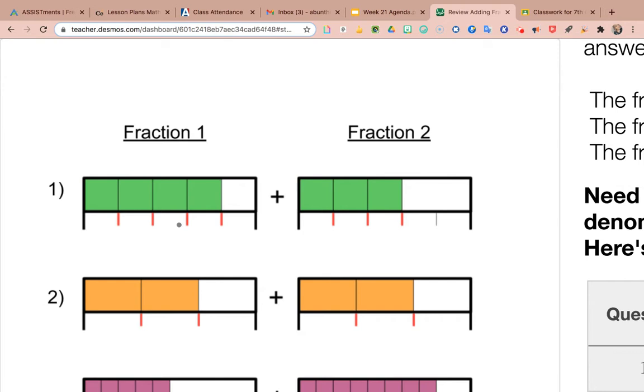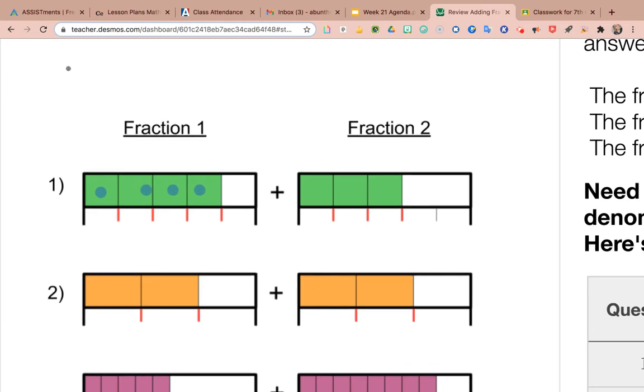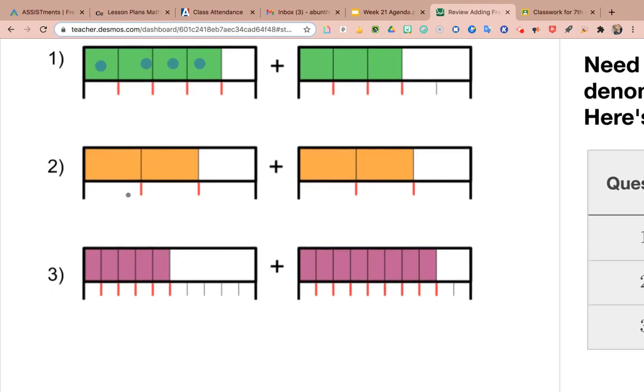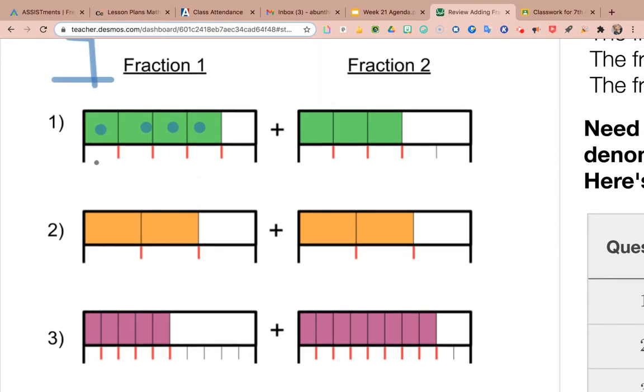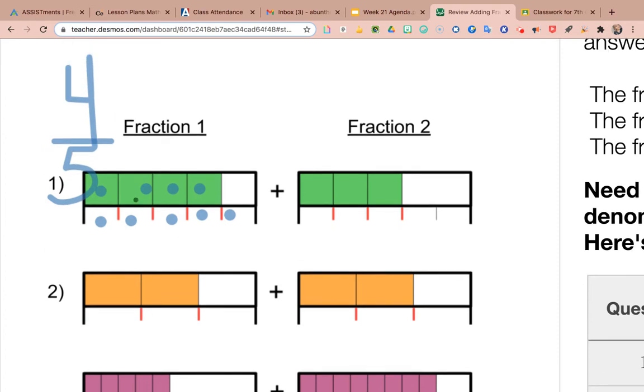So for number 1, the way you're going to do this is the shaded number of boxes is going to be your numerator. So there's 4 shaded boxes, so that will be your top number. And then on the bottom, you'll notice that there's these little lines. Those are there so that you can count how many there are in total. So there's 1, 2, 3, 4, 5 boxes in total. And so this would be 4 shaded out of 5. So this fraction for number 1 would be 4/5.